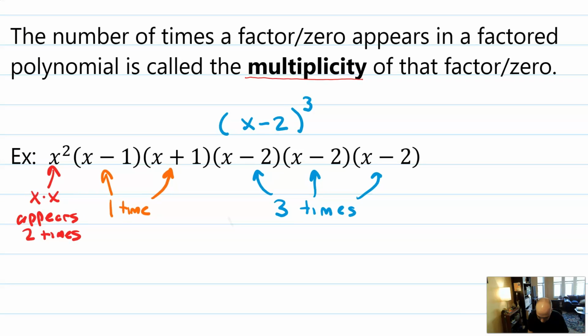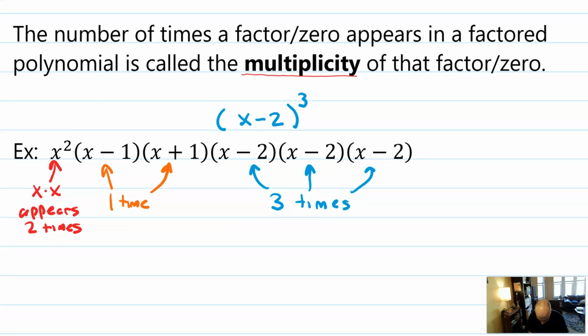So if I were to list the zeros here, and I like to list the zeros in increasing order. So I'd have a 0 of -1, a 0 of 0, a 0 of 1, and a 0 of 2. I could, beneath them, list the multiplicity of each.